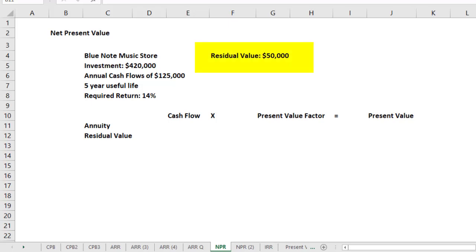So we'll look at the annuity first, the cash flow coming in. The cash flow coming in is $125,000. It's called an annuity because it's the same amount every year. If it's the same amount every year, then that's an annuity, and we can use a present value table for annuities. So let's get the present value factor from a present value of an annuity table.